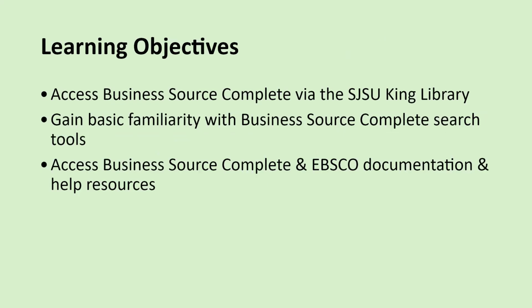There were three primary learning objectives. One, the ability to access Business Source Complete via the San Jose State King Library. Two, gaining a basic familiarity with Business Source Complete search tools. And three, accessing Business Source Complete and EBSCO documentation and help resources.